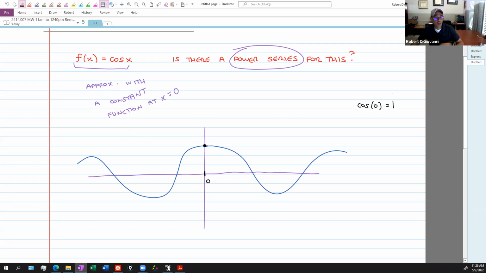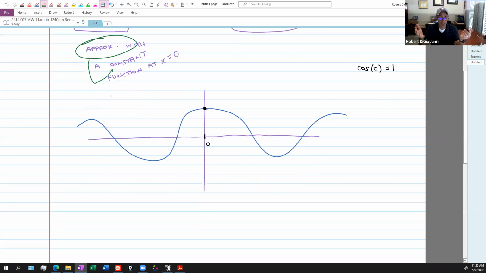All right, we're gonna try and approximate cosine with a constant function to start. So this thing that we're gonna approximate it with, I'm gonna call it t. T of x is going to be my approximation function, right? I'm gonna approximate cosine with this capital T function. And I want it to be a constant function, so let's just call it C. What value of C should I pick?